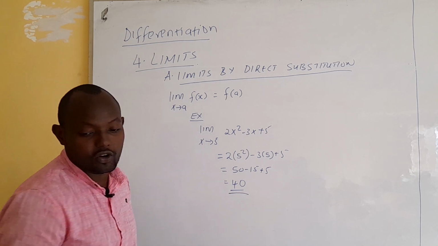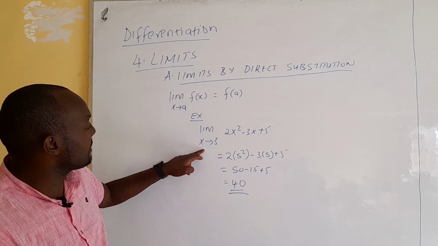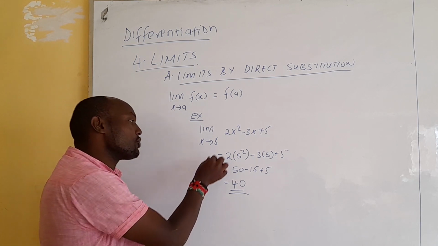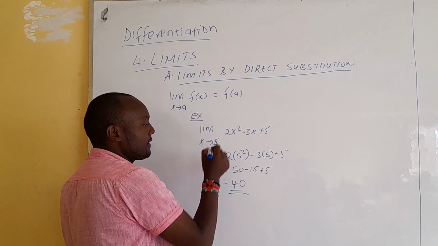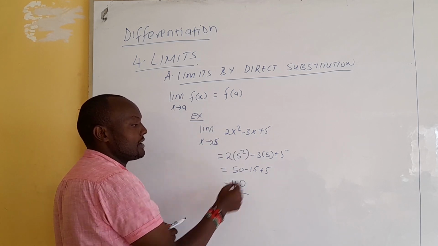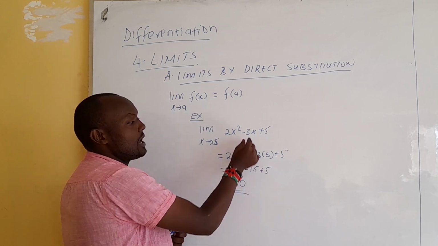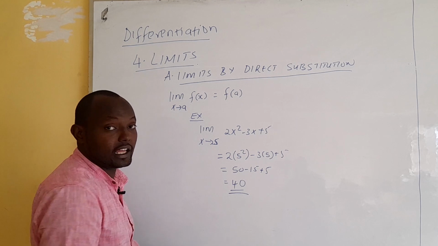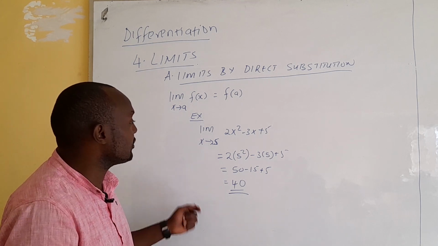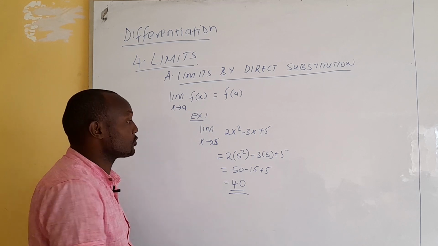So this is what we call direct substitution. We replace our x, as it approaches 5, with this 5. Wherever you have x, you replace it with 5. So we'll have 5 squared, which is 25, times 2, minus 15 plus 5. So we will be able to get 40. Maybe we can do another example on the same. That was example 1. We can do example 2.